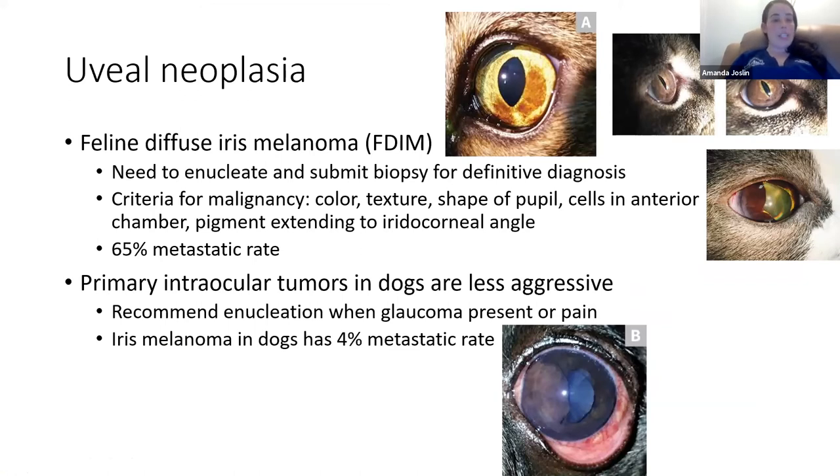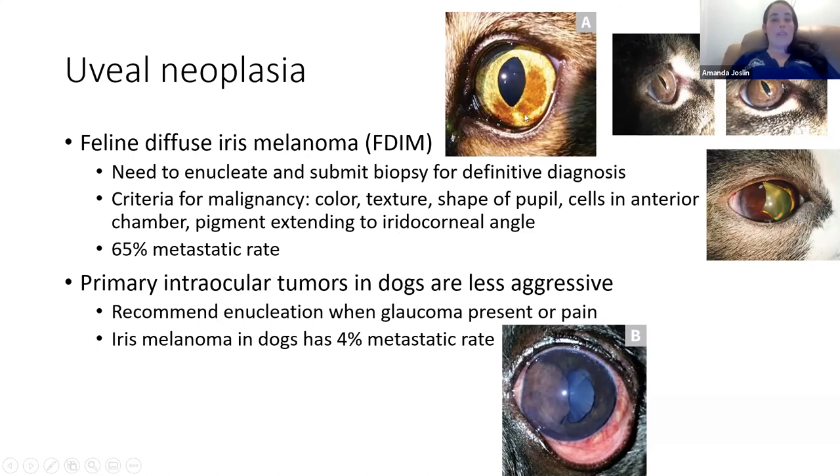But beyond that, we use criteria for malignancy. So we get concerned when they're dark brown to black, when it takes on a velvety appearance, if it causes the pupil to be dyschoric, if there's cells in the anterior chamber, or if the pigment extends to the iridocorneal angle. We get very concerned for feline diffuse iris melanoma. And the issue with that is it has a 65% metastatic rate. So we want to make sure that hopefully we can get on that pretty quickly.